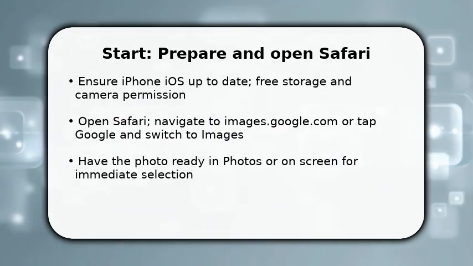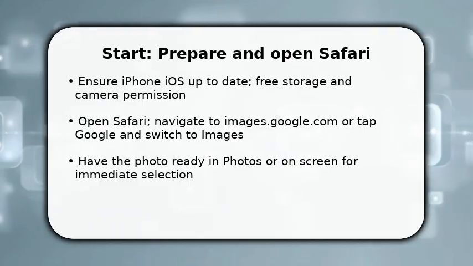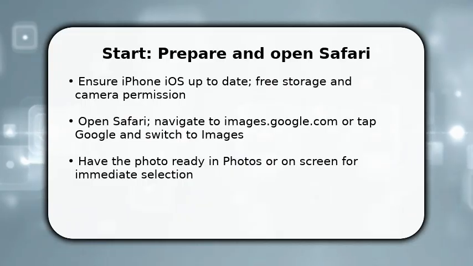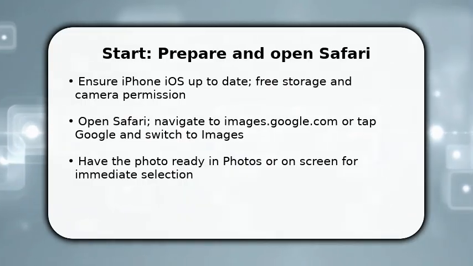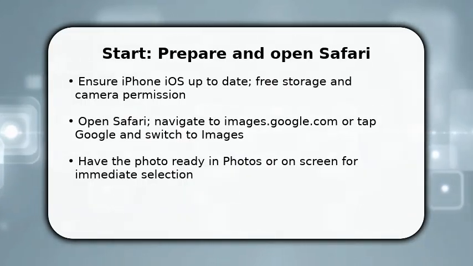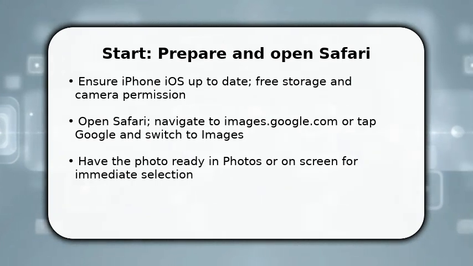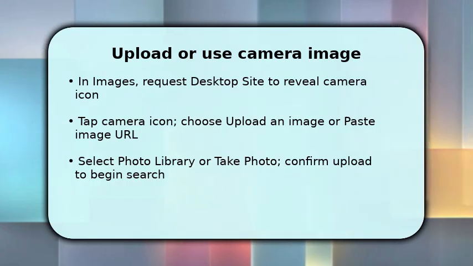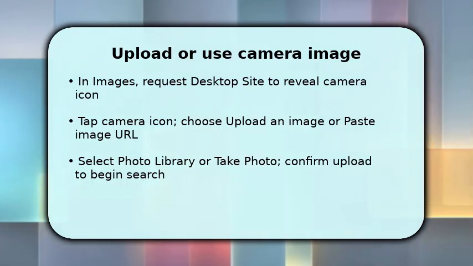Once done, tap the share icon on the photo you want or long press an image in Safari. Make sure you can access share sheet options. If the image is in Photos, use the Share menu to copy or share to Safari so you can start the image search quickly. Now that Images is ready, request Desktop Site from Safari's options to reveal the camera icon.